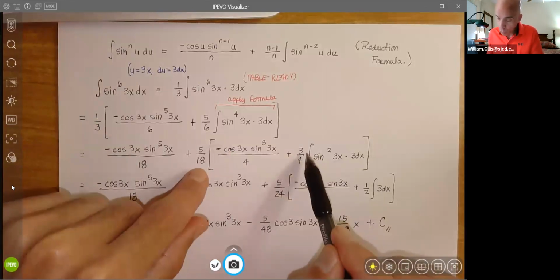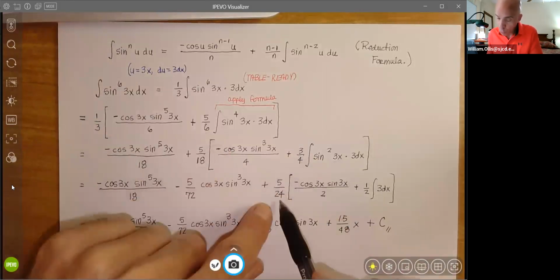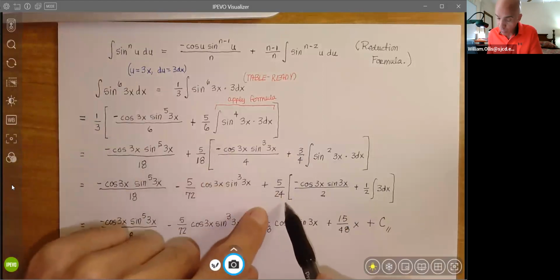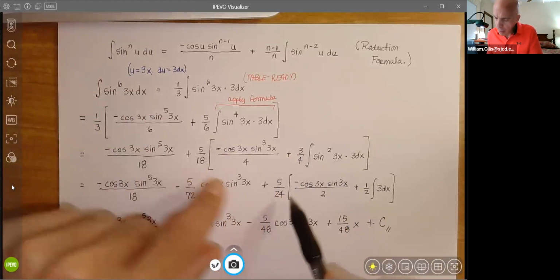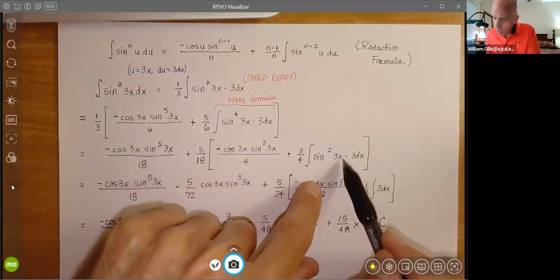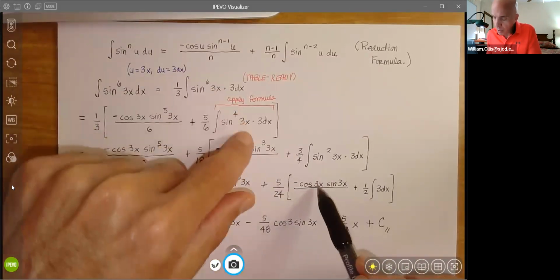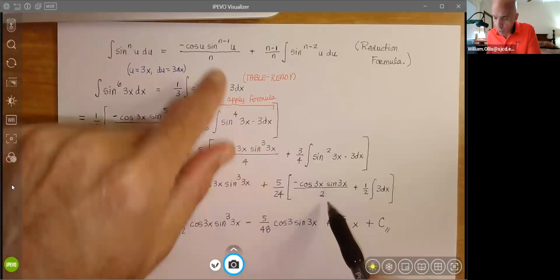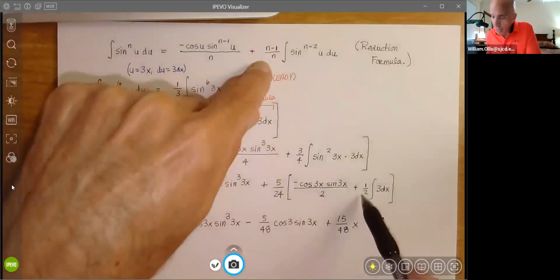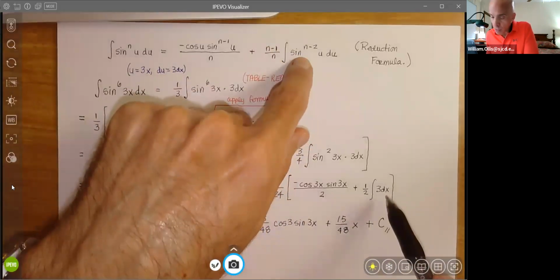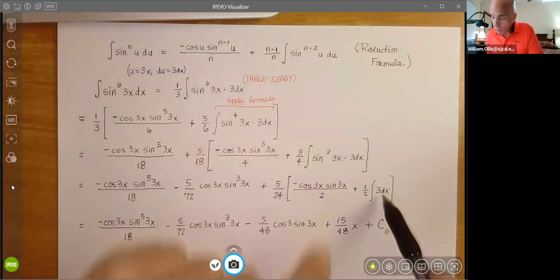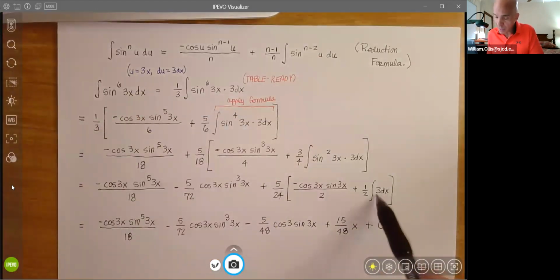And then here, of course, this gives us the 5 over 24 when we multiply through. And note, we apply the reduction formula one more time here to get the -3 cosine 3x sine 3x over 2 plus 1/2, and then of course sine to the 0, which is 1, and the du is 3 dx. So that's the only time this 3 makes any impact on us.